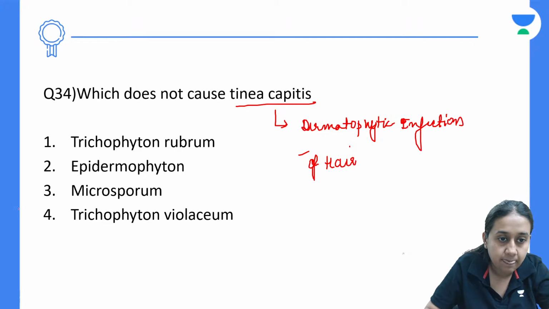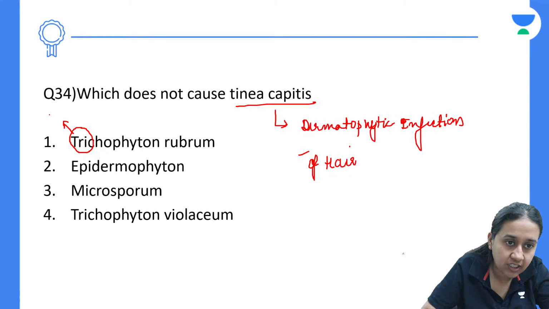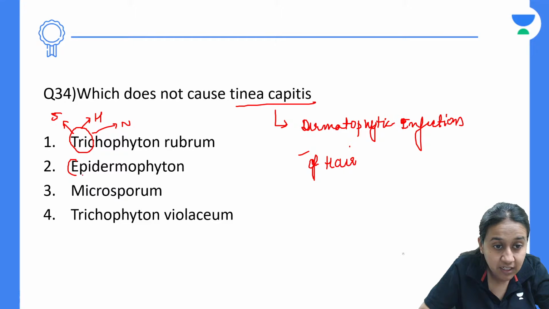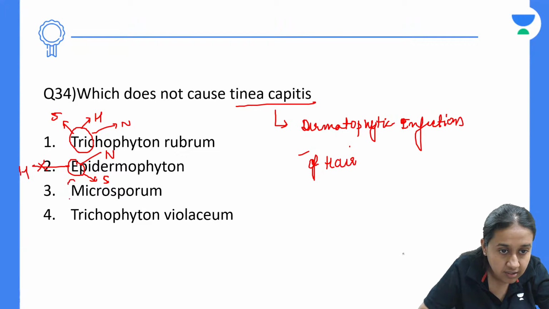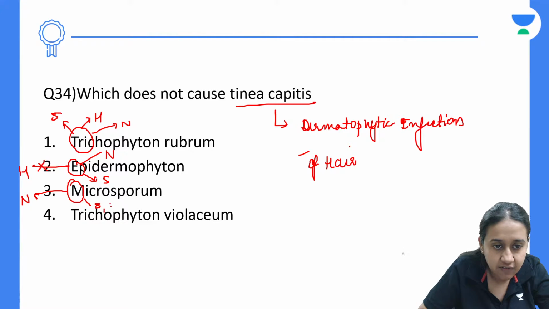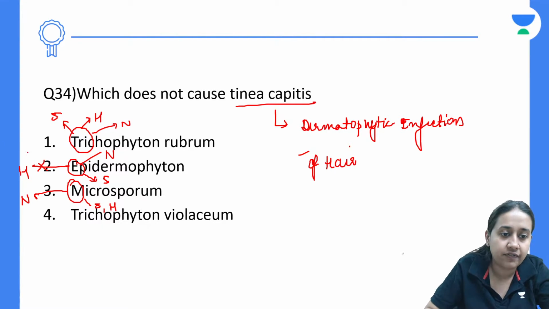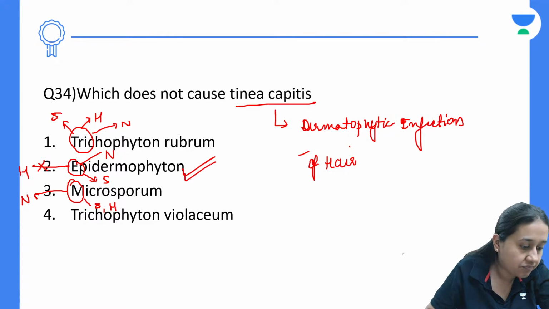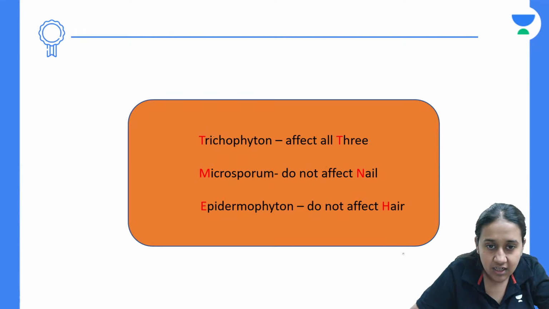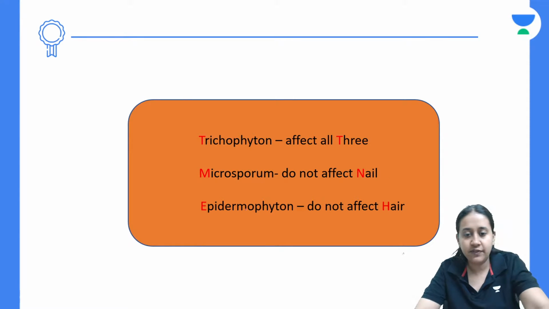Please remember, there are three species. Trichophyton affects all three: skin, hair and nail. Epidermophyton affects only the skin and the nails. So E will not affect the H. Similarly, M will not affect the N, that is nail. It affects the skin and the hair. So E will not affect the hair, and the answer becomes this. Understood or not? Trichophyton affects all three. Microsporum does not affect nail and Epidermophyton does not affect the hair.